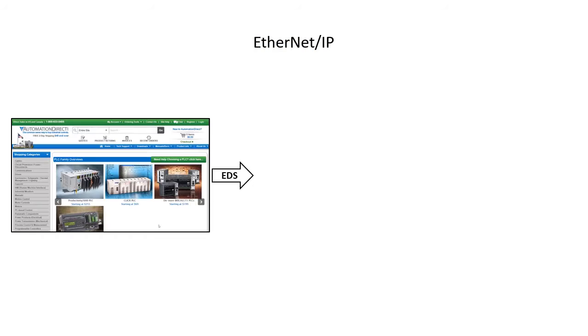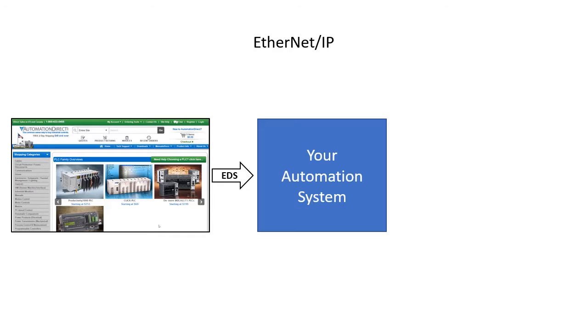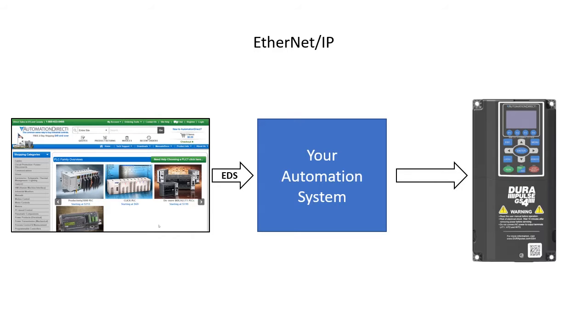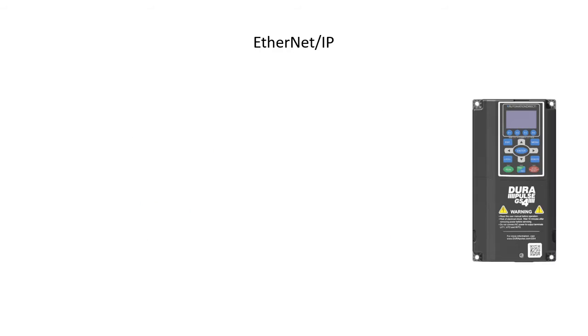Normally, you'll grab the GS4 Drive's electronic datasheet from the Automation Direct website, hand it to your system, and it'll create a GS4 Drive object that your system can talk to via Ethernet IP. Easy. But what if you want to verify that Ethernet IP is working with the drive independent of your system? In this video, we'll do exactly that.